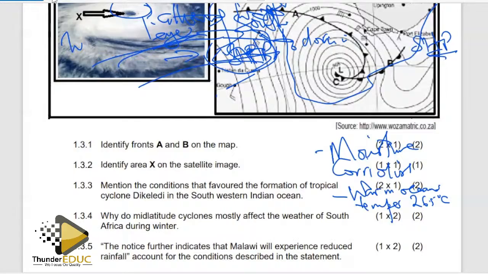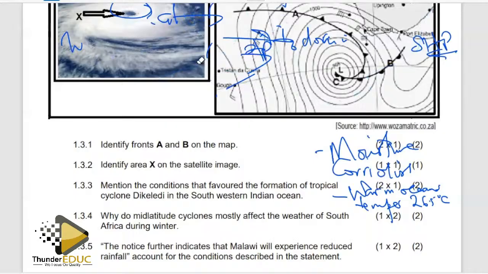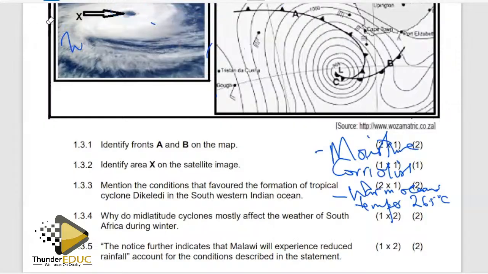And what is going to happen? January 12, 2025, suggests the action plan that the government of Madagascar can apply to reduce the impacts of tropical cyclone Dikeledi. What can the government do to reduce or lessen the impacts that are likely to be caused by tropical cyclone Dikeledi? Right, we are looking at government measures that can be implemented to reduce the impact of tropical cyclone Dikeledi on the people.